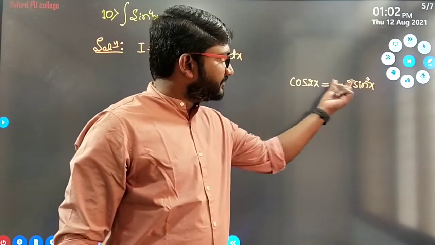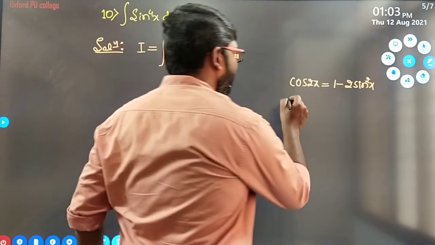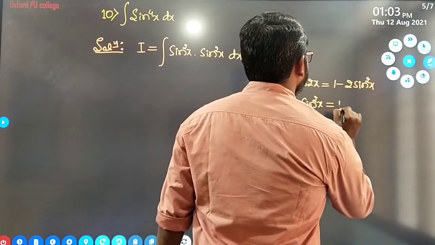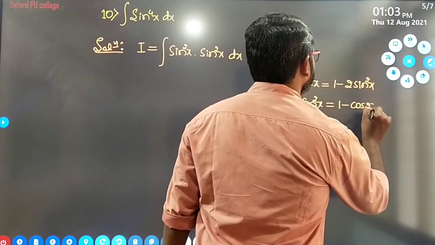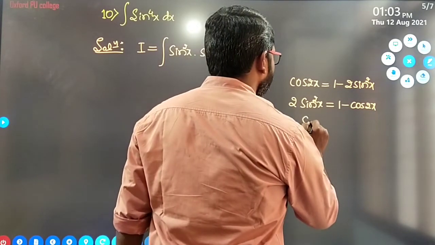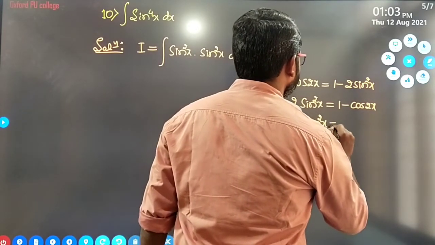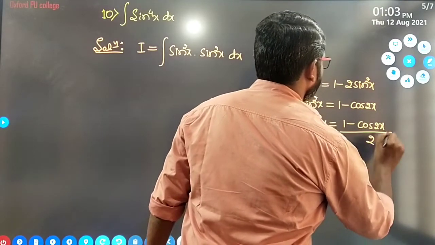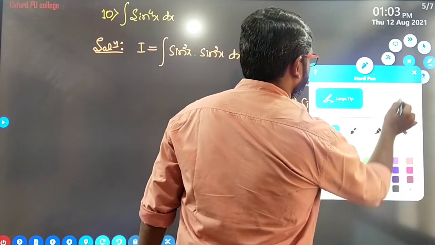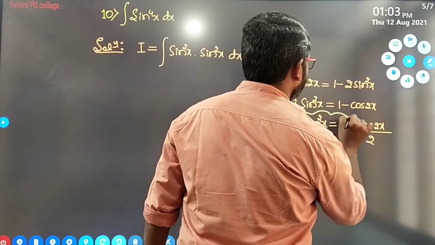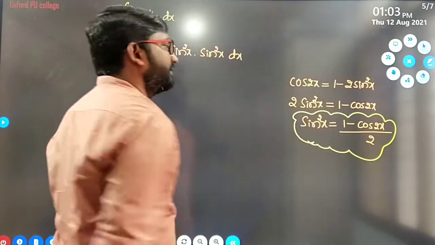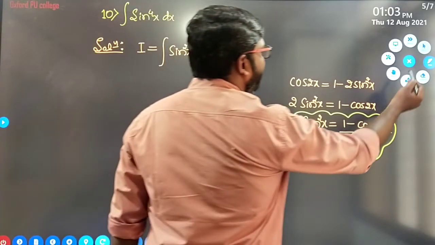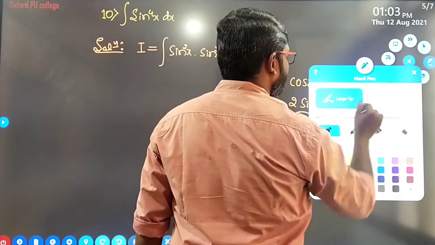Now I take minus 2 sine square x to the left hand side and cos 2x to the right hand side. So 2 sine square x equals 1 minus cos 2x. Now what is sine square x here? Sine square x is equal to 1 minus cos 2x by 2. This is the formula we will have to make use of. So I will be replacing sine square x by 1 minus cos 2x by 2.